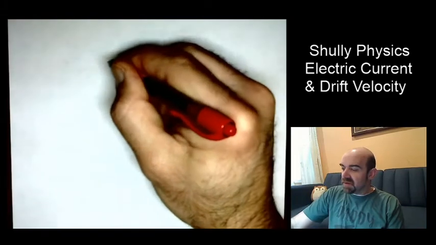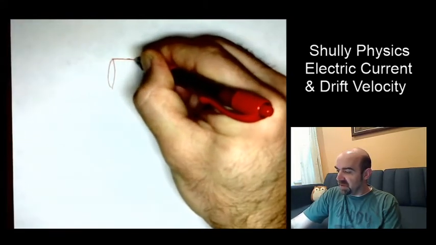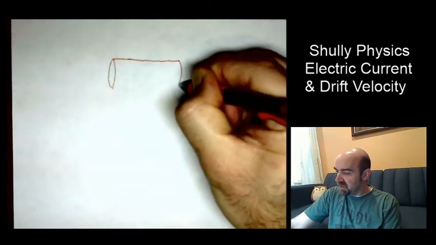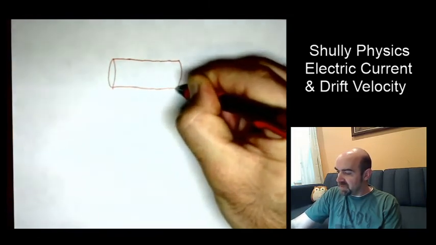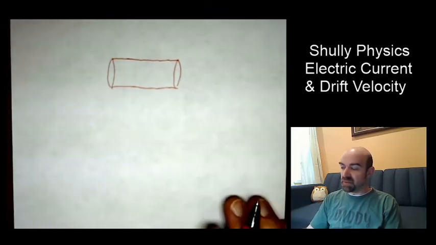Hello everyone, today I'm going to run you through electric current and drift velocity. So we are mainly focusing on conductors today and how electrons pass through them. And a better word to use is drift through them. That's what we're going to use, drift.